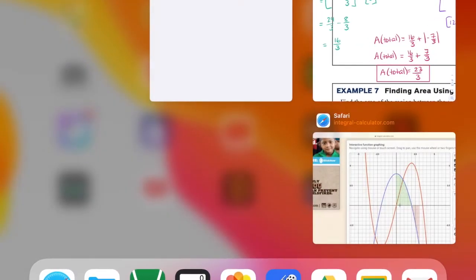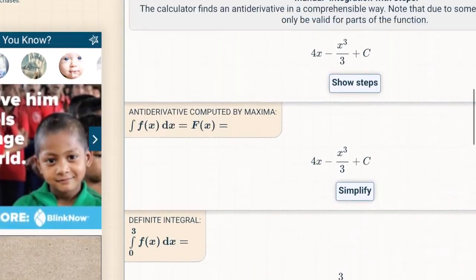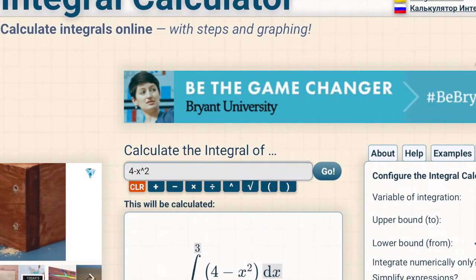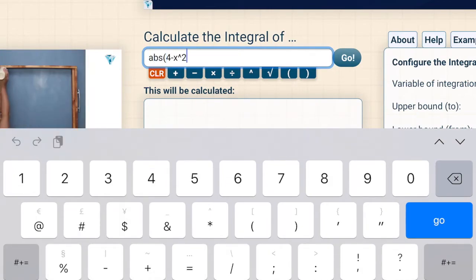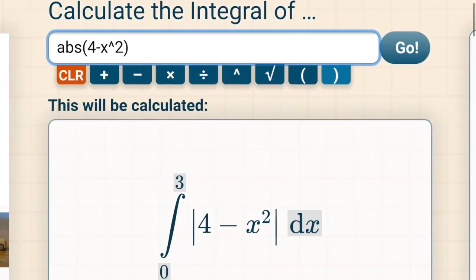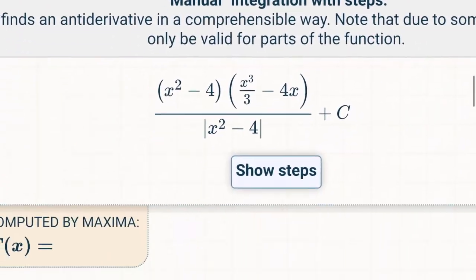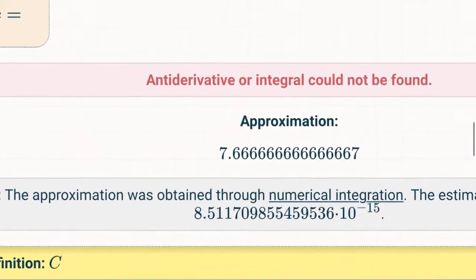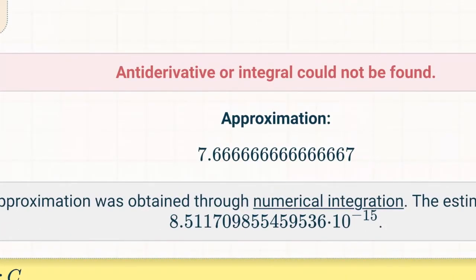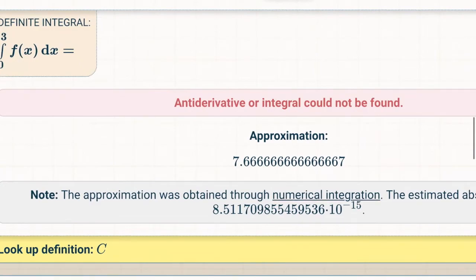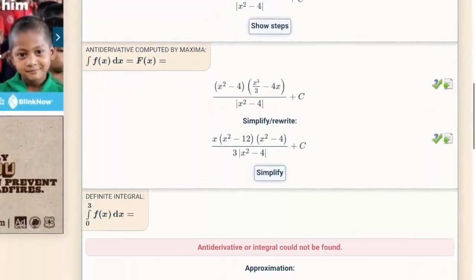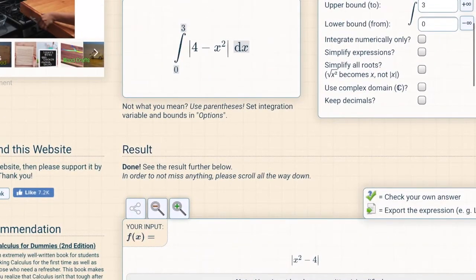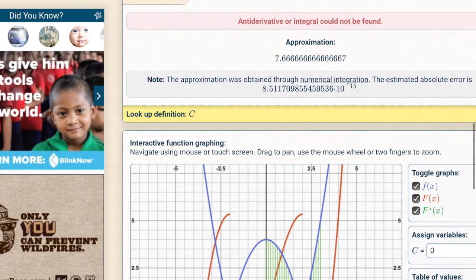So watch what happens when you do this one little thing. Change this to the absolute value and watch what happens. If you absolute value the function, let's see, it does not like that. Absolute value of 4 minus x squared. Huh. It did it.